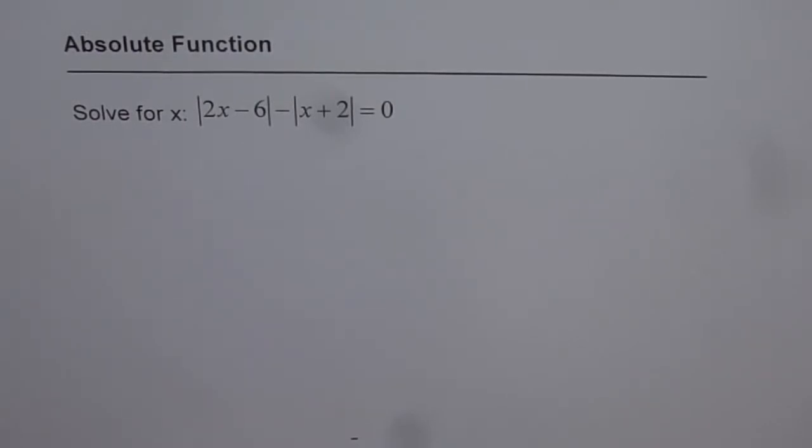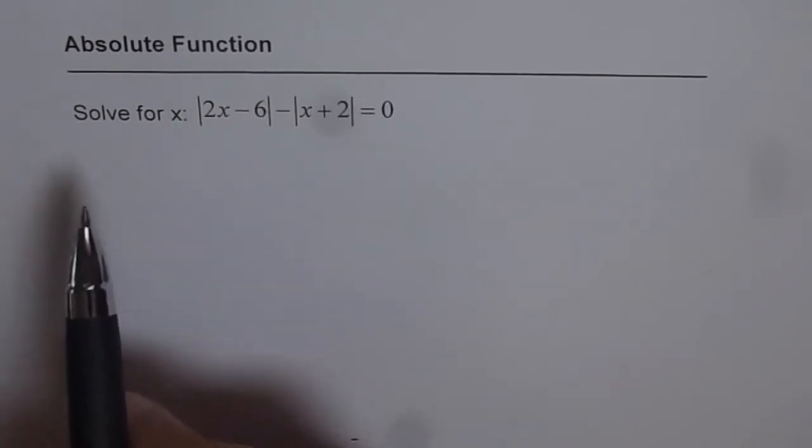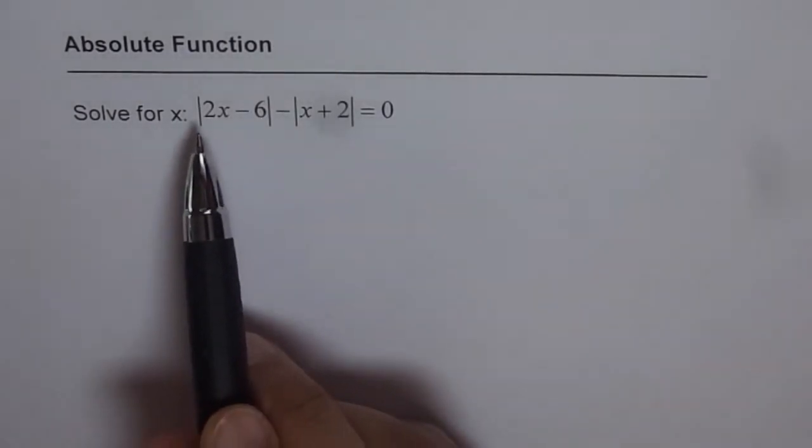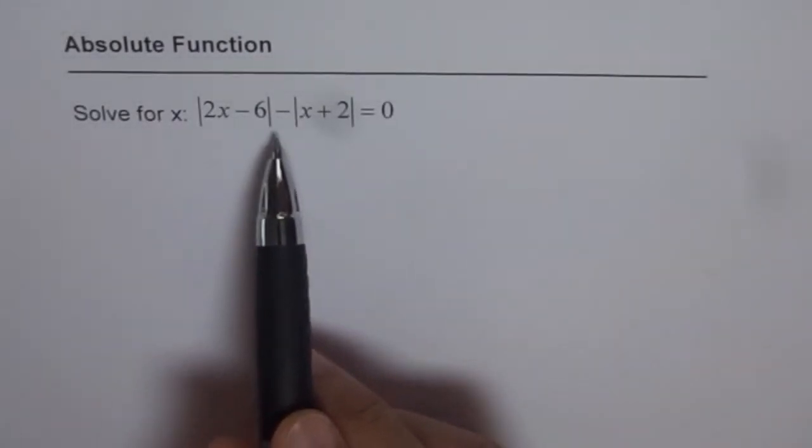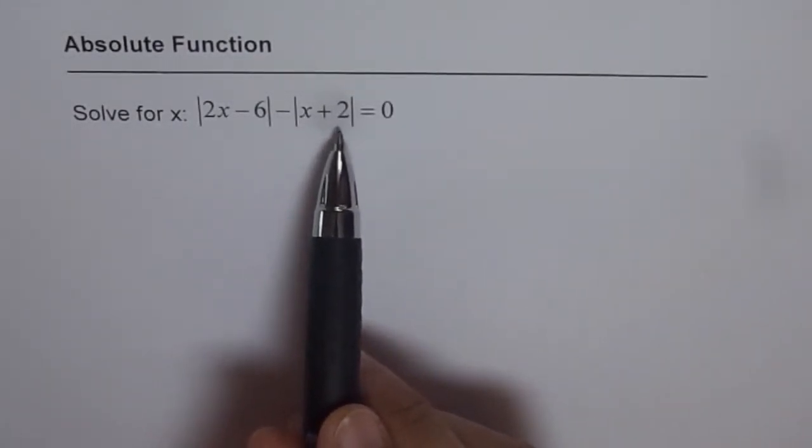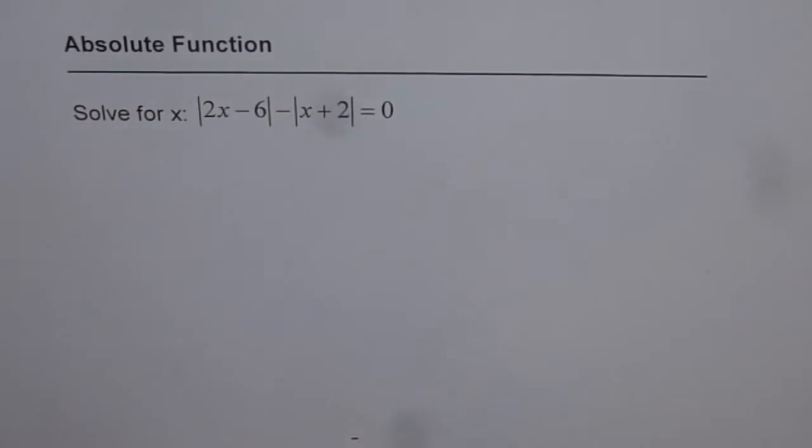Absolute functions. Let's try to solve an equation involving two absolute functions. The question is: solve for x when |2x - 6| - |x + 2| = 0.